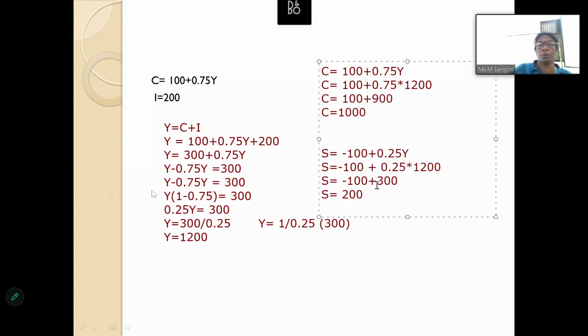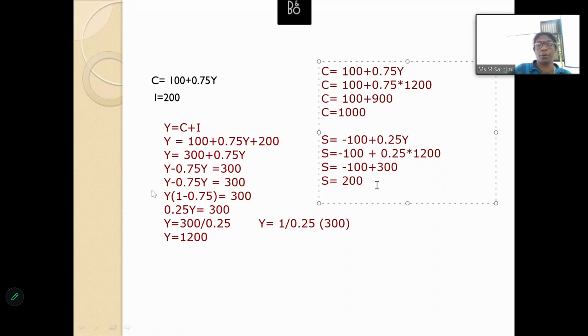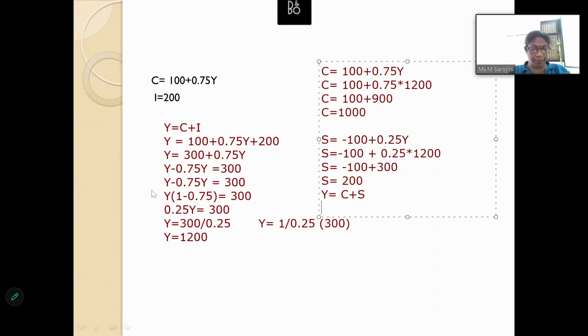We know that Y is equal to C plus S. So here 1,200 is the Y, that is equal to what we already calculated for C, that is 1,000, plus 200 is the saving. Therefore, 1,200 is the total income. That means the total income is spent on consumption as well as saving.